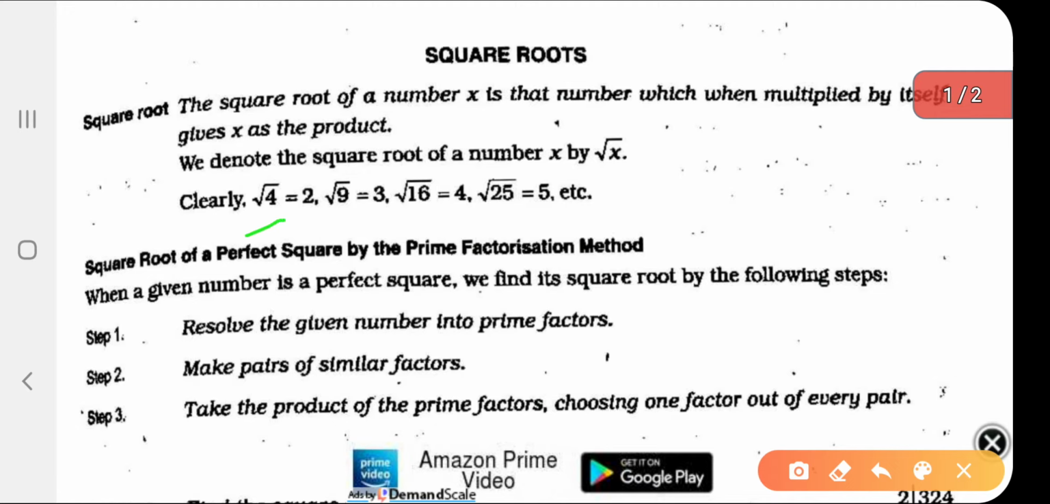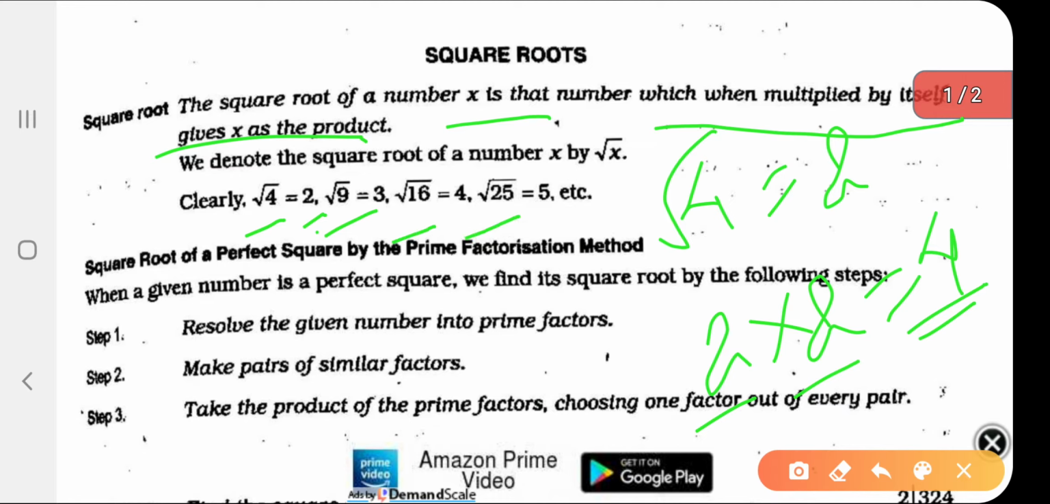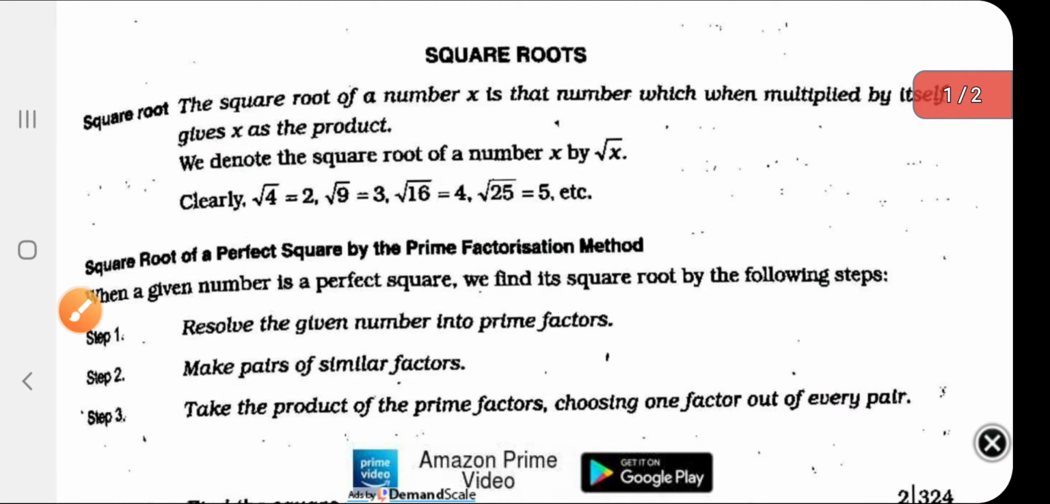Square root of 4 is 2. So when the square root of 4 is 2, when 2 is multiplied by itself it gives 4 as the product. This was only the definition of a square root, that the square root of a number x is that number which when multiplied by itself gives x as the product. In the same way, the square root of 9 is 3, of 16 is 4, and so on. Okay, let's come to the next.